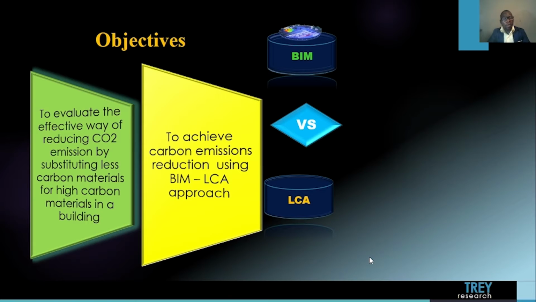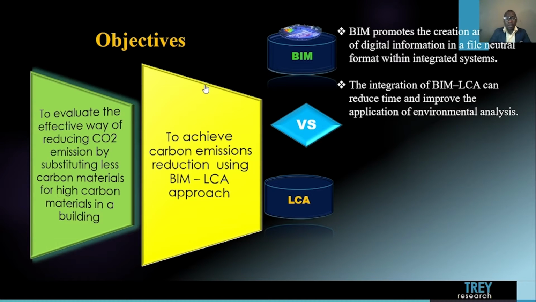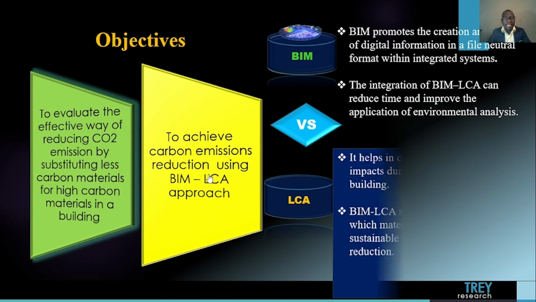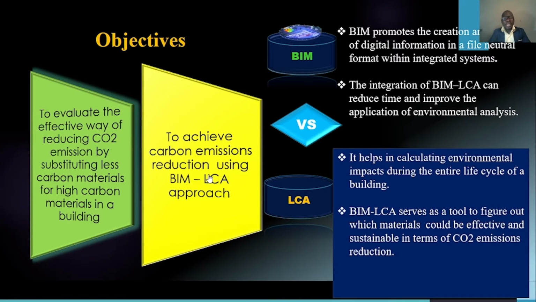Objectives. In this presentation, I would like to evaluate the effective way of reducing CO2 emission by substituting less carbon materials for high carbon materials in a building, and to achieve carbon emission reduction using LCA approach. As we can see from this diagram, we have BIM versus LCA. What is BIM? BIM promotes the creation and sharing of digital information in a file neutral format within an integrated system. The integration of BIM LCA can reduce time and improve application of environmental analysis, while LCA helps in calculating environmental impact during the entire life cycle of a building. BIM LCA serves as a tool to figure out which material could be effective and sustainable in terms of CO2 emission reduction in construction.